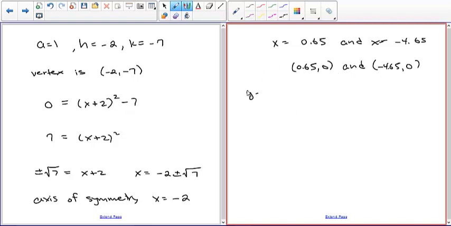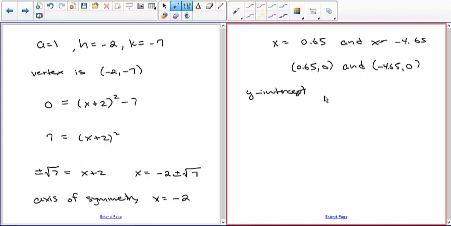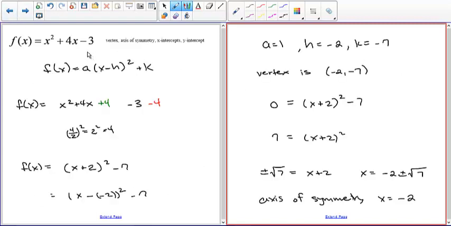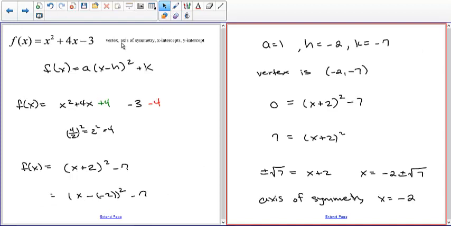We have the y-intercept, and you go back to the original form of the equation, x squared plus 4x minus 3. So you set x equal to 0, so the y-intercept is y equals negative 3. Is that right? Negative 3, yep. The point is (0, -3). And I think that's all we need. Let's see, what else did I ask here? Vertex, got that, axis of symmetry, x-intercepts, y-intercept.